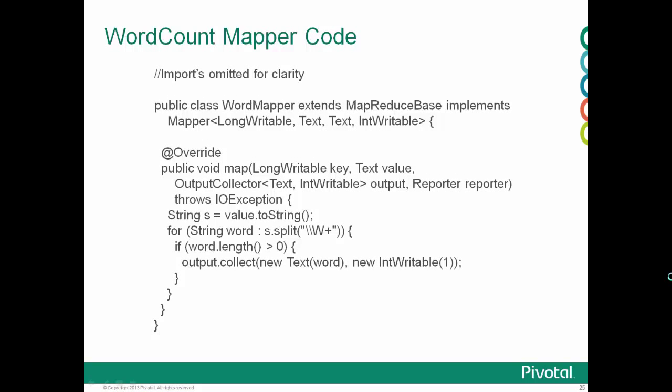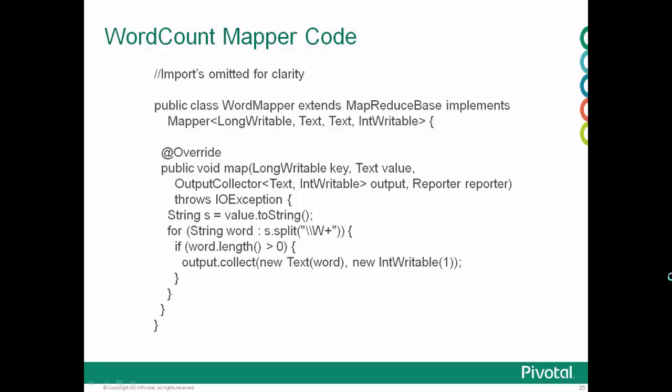Taking a look at the Java code for the word count mapper, we can see that the WordMapper class has 4 arguments: a LongWritable and Text objects, which are the input key and value to the mapper, and a Text object and IntWritable, which are the output key and value pair from the mapper.